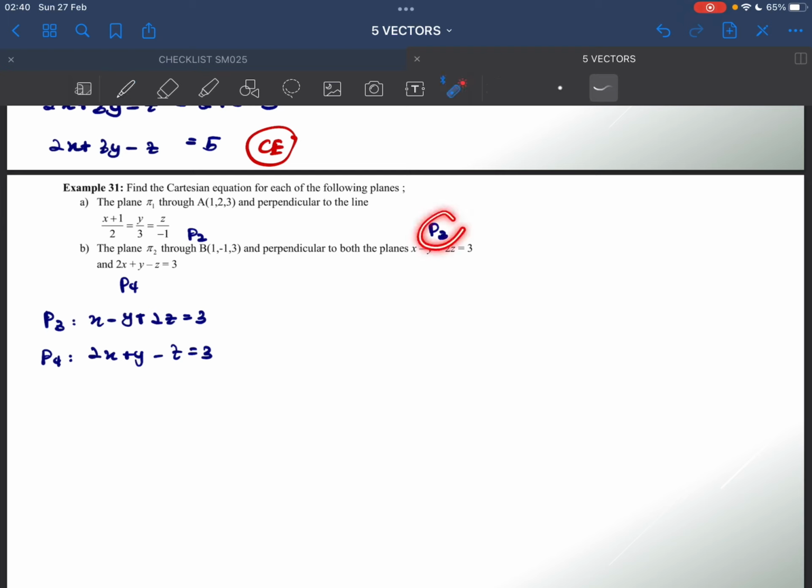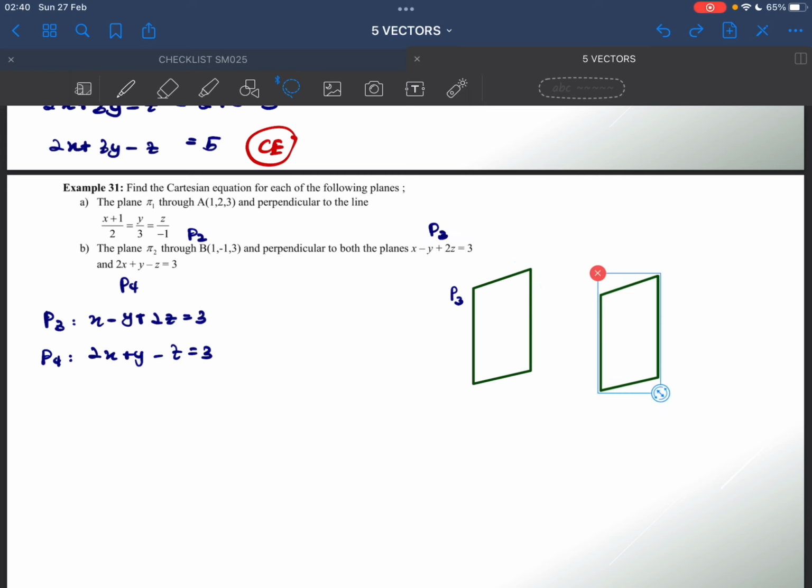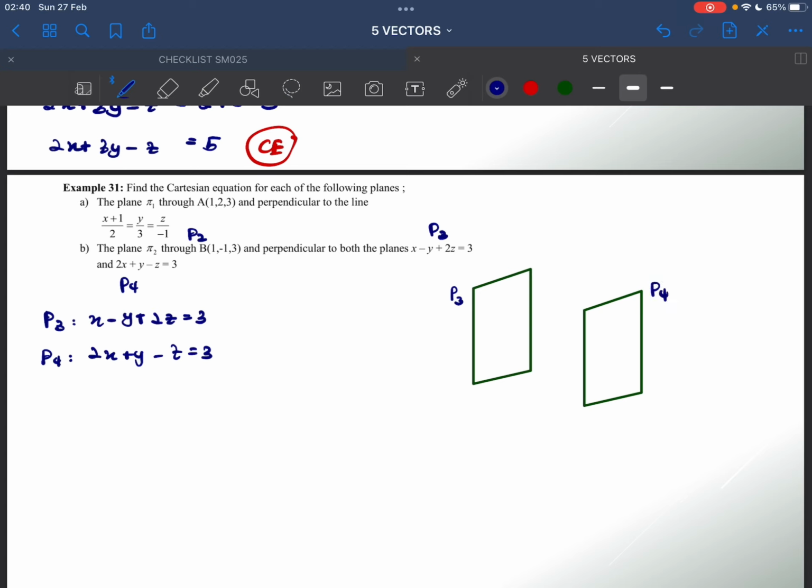We know that these two planes are perpendicular to this plane. Or this plane is perpendicular to these two planes here. So let's just draw the situation that we have here. Okay, we have a plane. Let's label that as P3, and we have another plane, and let's label that as P4. So this is your P4. The plane that we want to find, which is P2, is perpendicular to both planes.